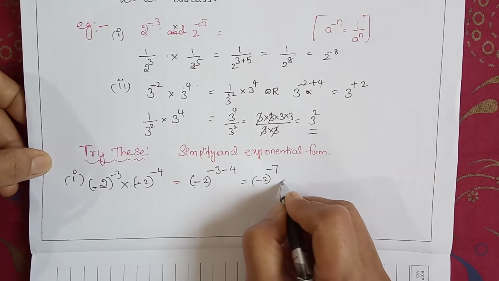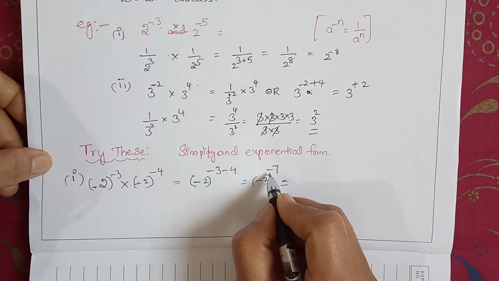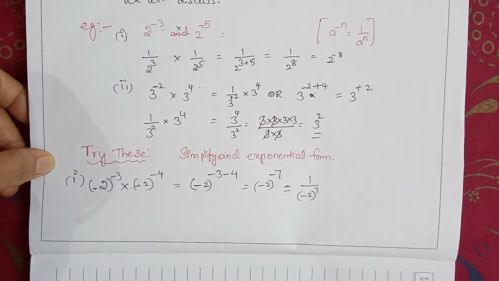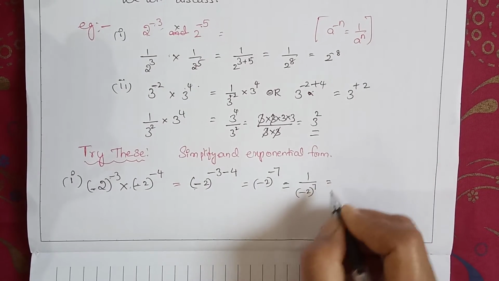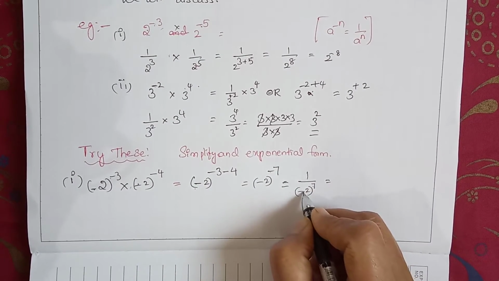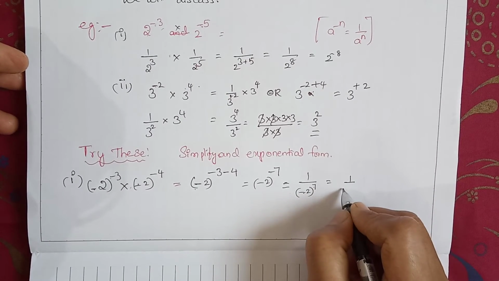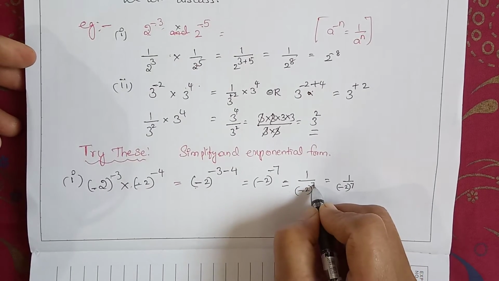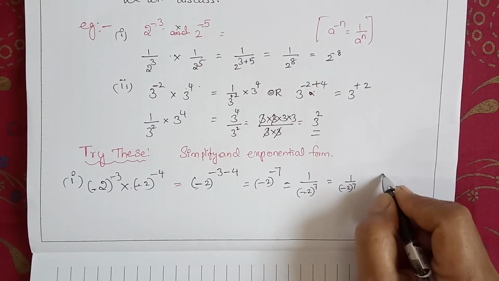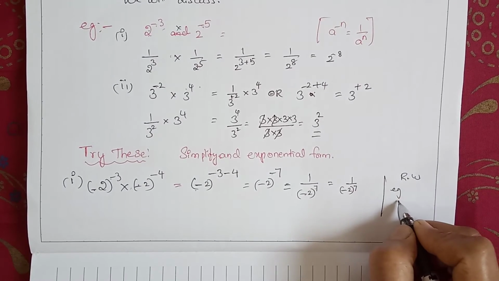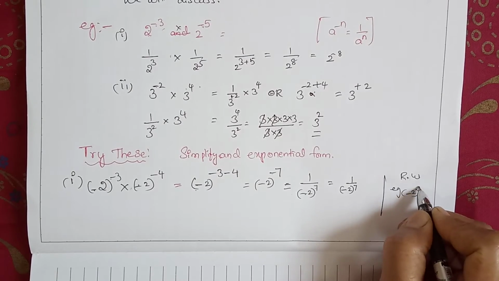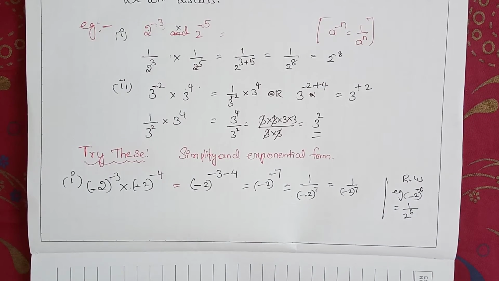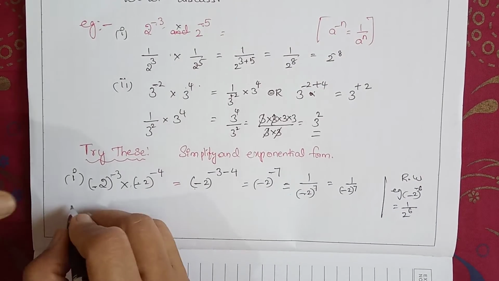One more thing, children, I'll repeat. This can be written as 1 by minus 2 to the power 7, positive in the denominator. But when an odd power is there for negative numbers, what will you get as the answer? Negative only: minus 2 to the power 7 only. If it is even, as an example in rough work, if I get the answer minus 2 to the power 6, then the answer would be 1 by 2 to the power of 6 only.